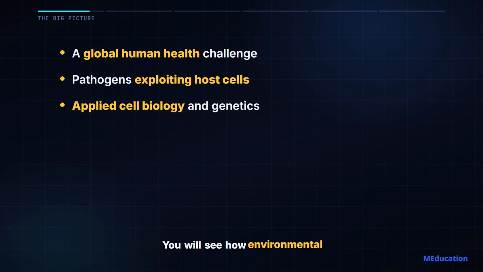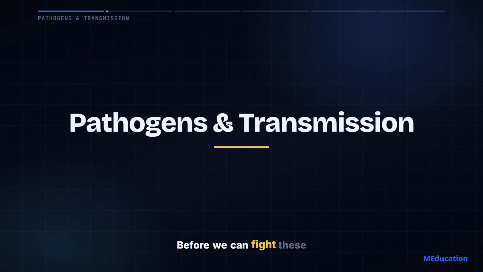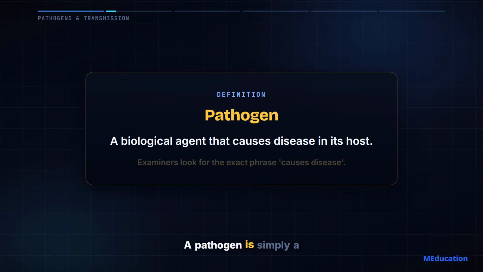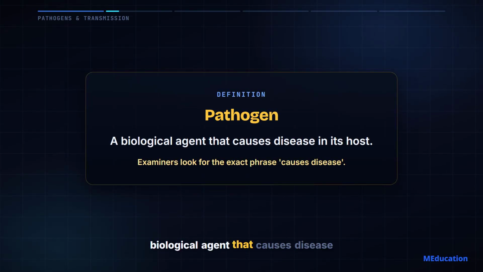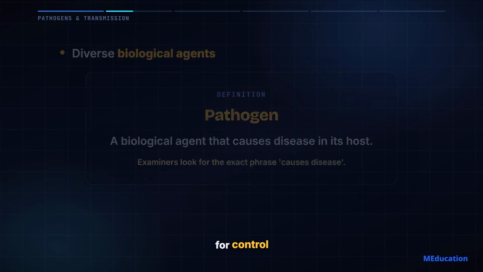You will see how environmental, social, and economic factors are just as critical to disease distribution as the biology of the pathogens themselves. Before we can fight these diseases, we must define the enemy and understand how they spread. A pathogen is simply a biological agent that causes disease. In this unit, you will encounter bacteria, viruses, fungi, and protoctists, each requiring entirely different strategies for control.